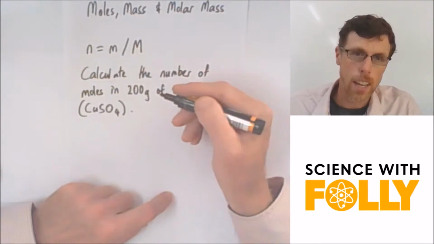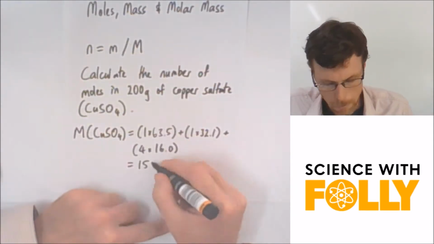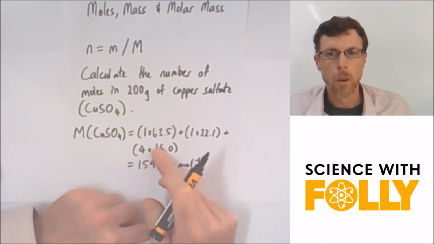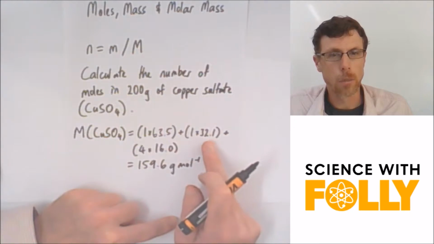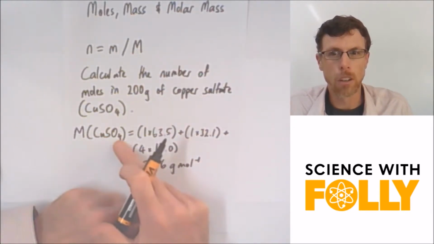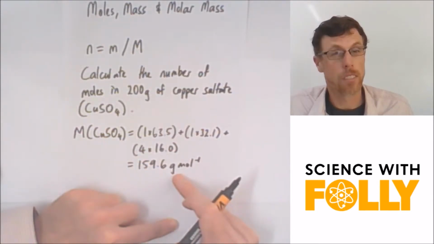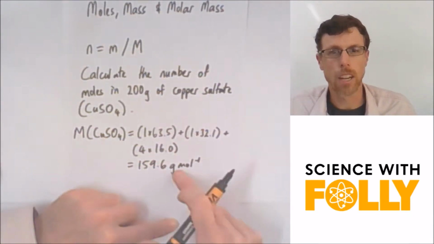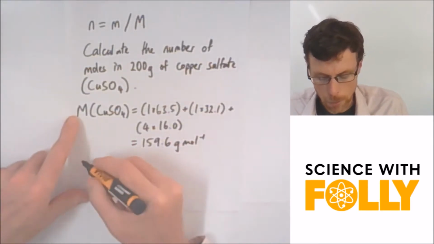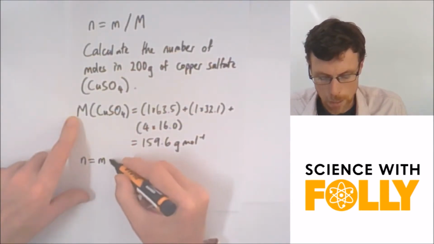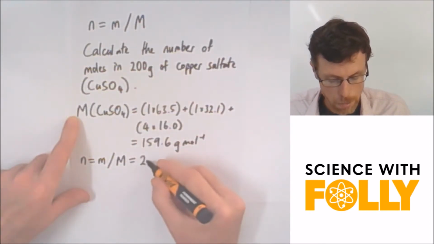So firstly, we've got to calculate the molar mass of copper sulfate. As you can see, we've got one copper, which is 63.5, one sulfur, which is 32.1, and 4 oxygens, which is 4 times 16, to give us a total molar mass of 159.6 grams per mole. From there, calculating the number of moles is pretty easy. We just use the formula n equals mass divided by molar mass. And the mass up here is 200 grams.